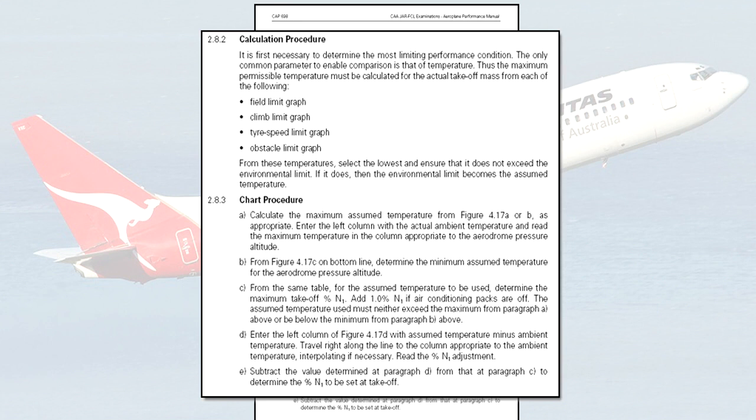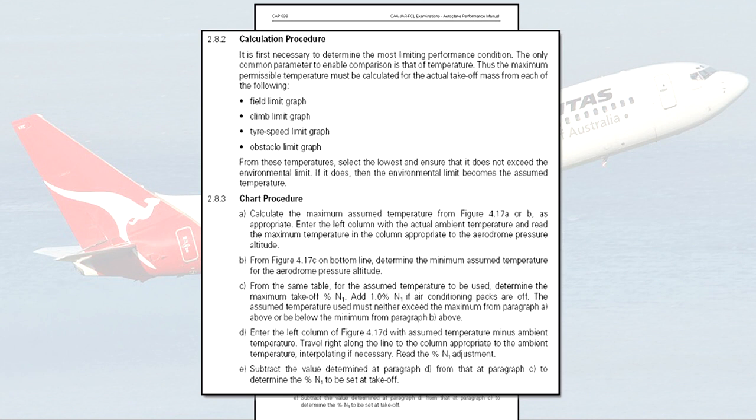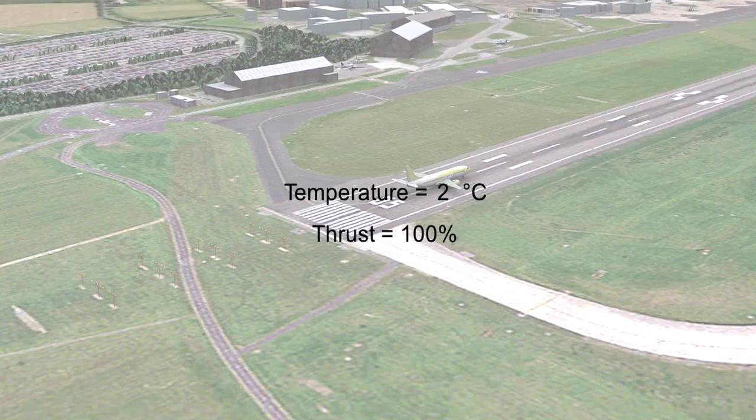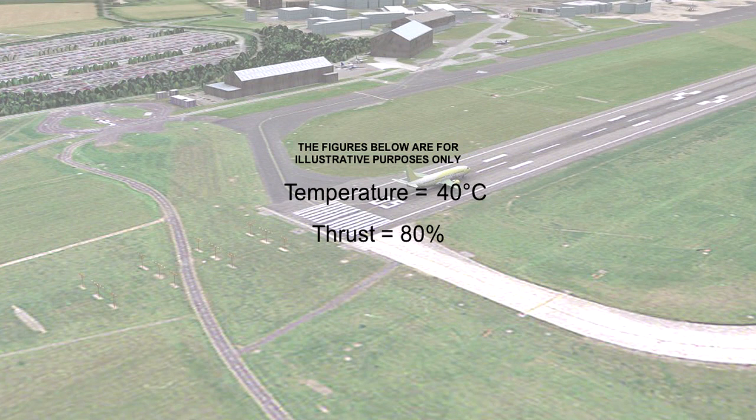Towards the bottom of the page is the instruction on how to calculate the reduced thrust takeoff procedure. Essentially, this procedure involves pretending or assuming that the temperature is a lot hotter than it actually is. Imagine for the moment that the outside air temperature was continually increasing, and as a result the thrust produced by the engines continually decreasing. There will eventually be a temperature beyond which there is insufficient thrust to complete a takeoff. This temperature is then used as the assumed temperature, and the thrust equating to this temperature is then set as the takeoff thrust.